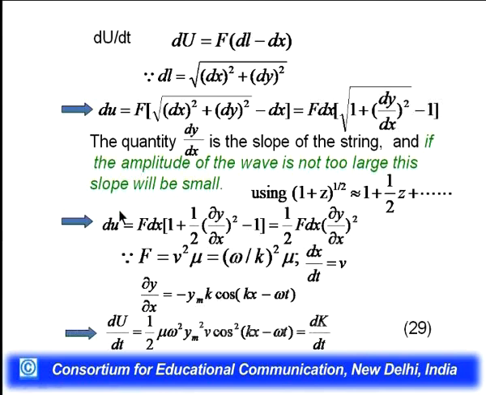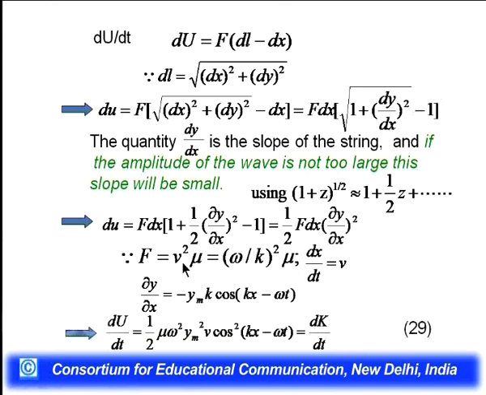After solving this, we will put dx by dt equal to v, mu is equal to, and this v will be replaced by omega by k, squared.